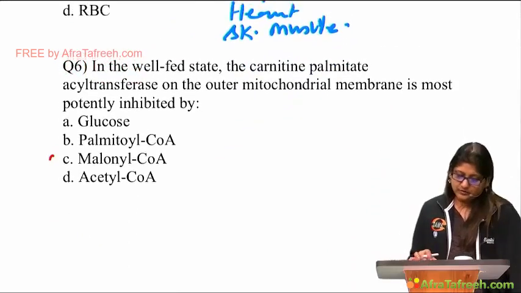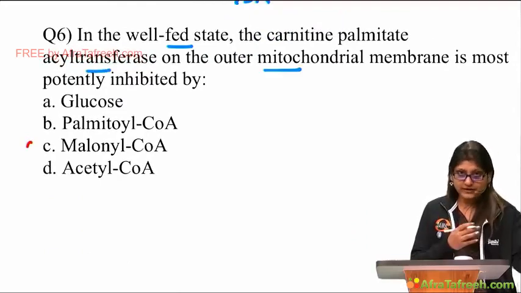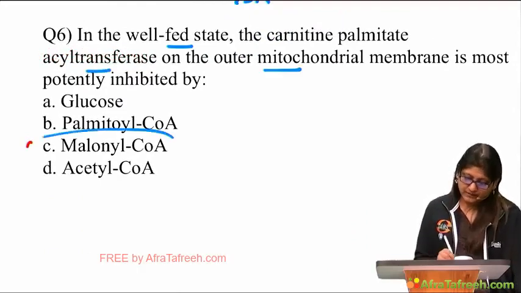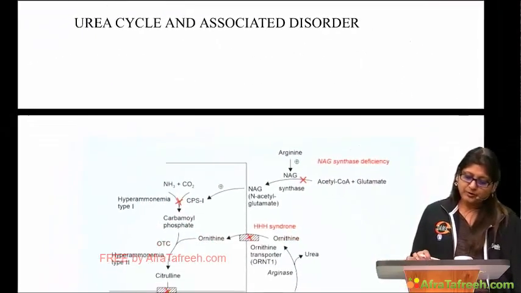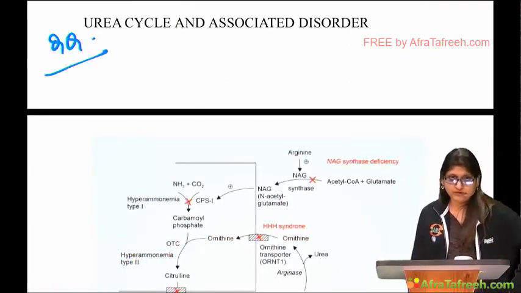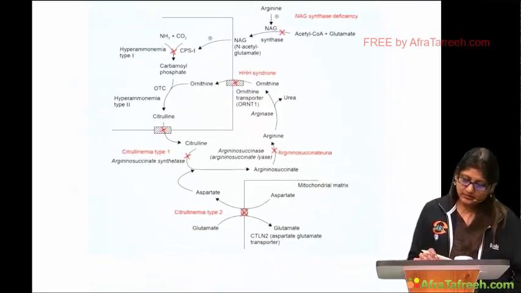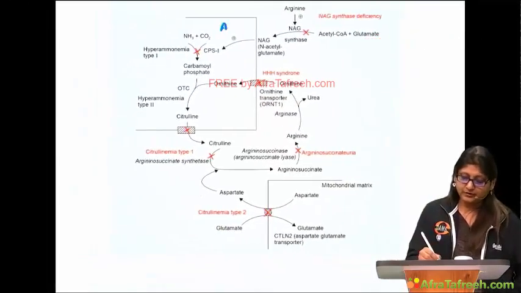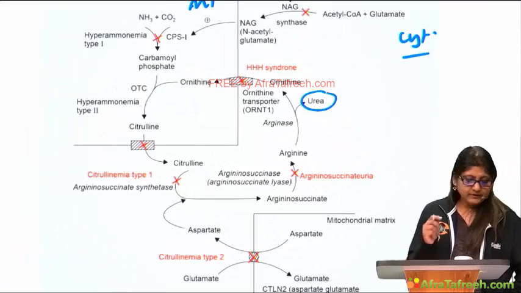Okay, now coming to next question. In well-fed state, the carnitine palmitoyl acyl transferase on outer membrane, this already I have told you, is inhibited by malonyl-CoA. Yes. Now coming to important aspect of urea cycle. Very important, very, very important pathway which you must revise before going to exam. So urea cycle is this. Everybody knows that part of mitochondria and part of cytosol is involved. It's a multi-step process. And you can see the urea formation here. Read this pathway.